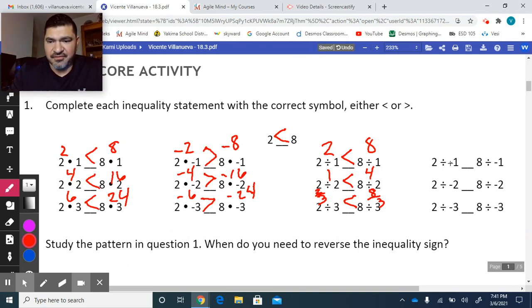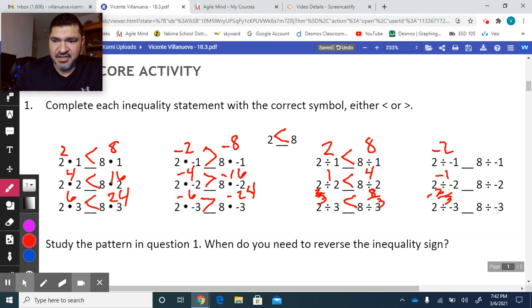So let's see, for division, we have a positive divided by a negative. Anytime you have that, it will be a negative answer. So 2 divided by negative 1 is a negative 2. 2 divided by negative 2, that's negative 1. 2 divided by negative 3, we know it's going to be negative, and we have 2 divided by 3, which is 2 thirds.